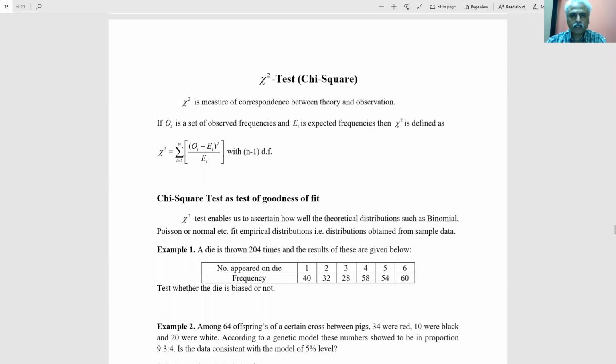The third part is altogether different, which is known as chi-square test. We shall see by looking at those chi-square test examples. Here we go. In chi-square test, what we do is, chi-square is a measure of correspondence between theory and practical observation.